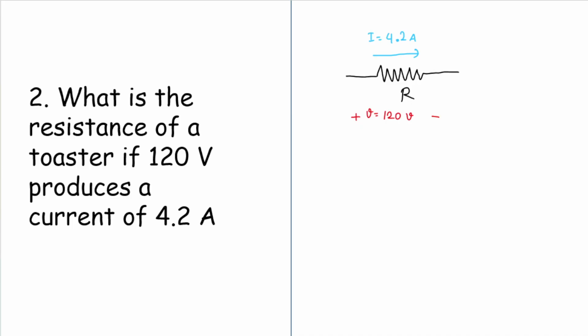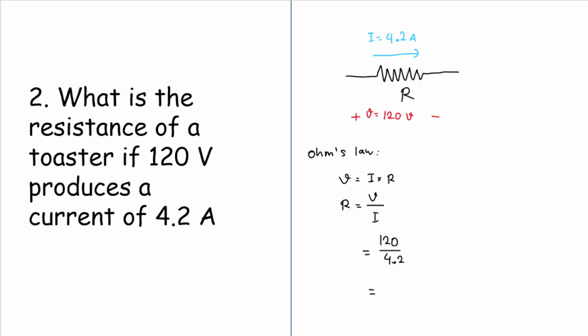And we can just use Ohm's law, right? So we need to use Ohm's law. Ohm's law says that the voltage is equal to the current times resistance. But here we need to find out the resistance, so I'll have R is equal to, let's divide both sides by I, so I will have V divided by I. And what we can do next is just plug in the numbers, right? So we will have the voltage 120, and then the current 4.2.